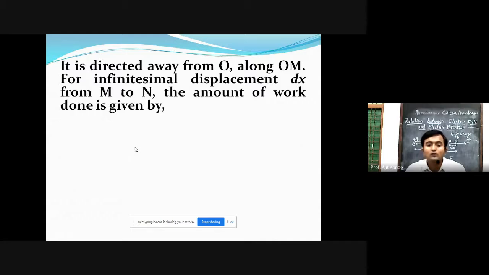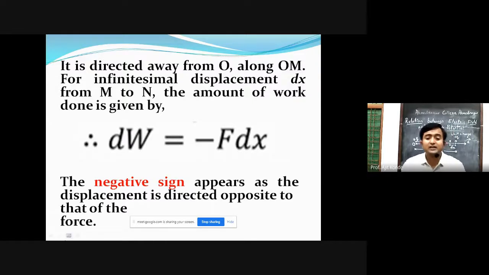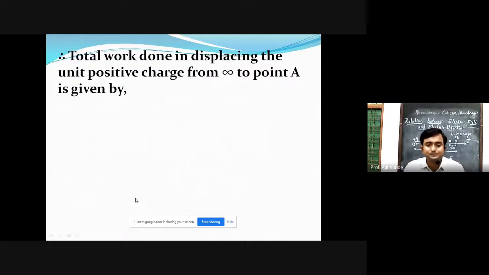For infinitesimal displacement dx from M to N, the amount of work done is given by, now we know that the work done will be force into displacement, then dW is equal to minus F dx, since the force is in this direction and displacement is opposite to it. Therefore, there will be a negative sign. The negative sign appears as the displacement is directed opposite to that of the force. Total work done in displacing the unit positive charge from infinity to point A is given by.